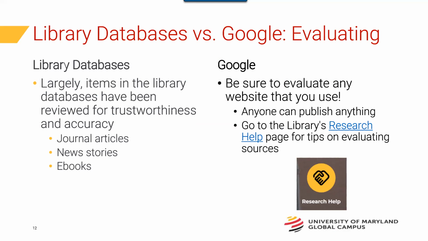Always evaluate information for credibility and accuracy. Information in the library databases is largely trustworthy. That's because it's already gone through a review and publication process by a scholarly journal, for example, or a book publisher. But as you know, anyone can put anything on the web. So when using Google, be especially careful to evaluate the information you find. You can review how to evaluate sources in the Research Help section of the library website.